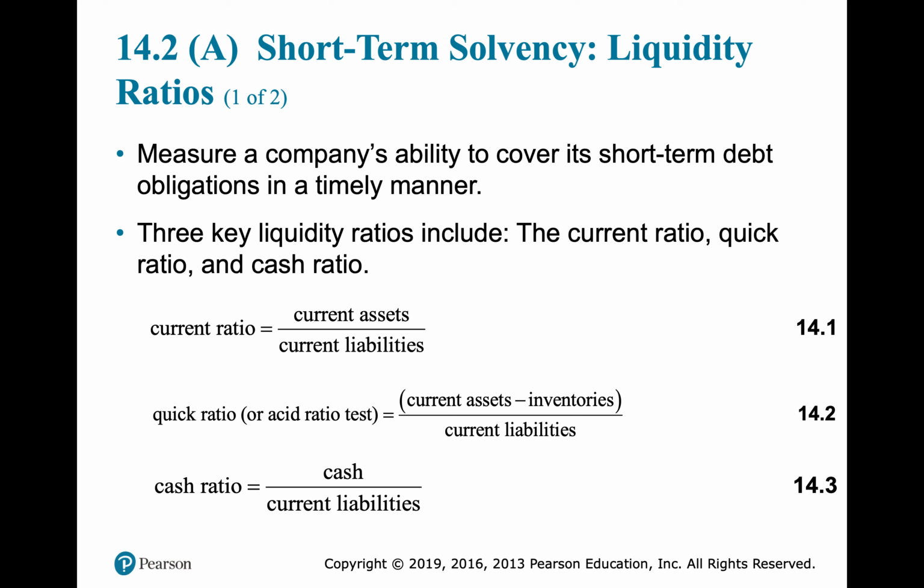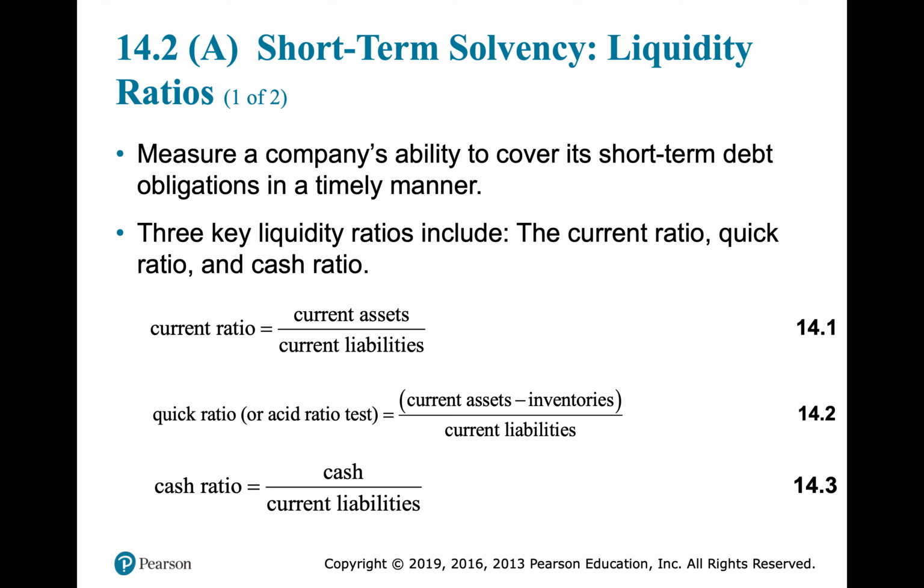All right, so let's talk about this first group. The first group of ratios are, again, referred to as the liquidity ratios, which talk about short-term solvency. Remember, they measure a company's ability to cover its short-term debt obligations in a timely manner. There are three separate ratios that we typically look at to see how a company can do this. They're kind of the same and slightly different. There's the current ratio, the quick ratio, and then the cash ratio.